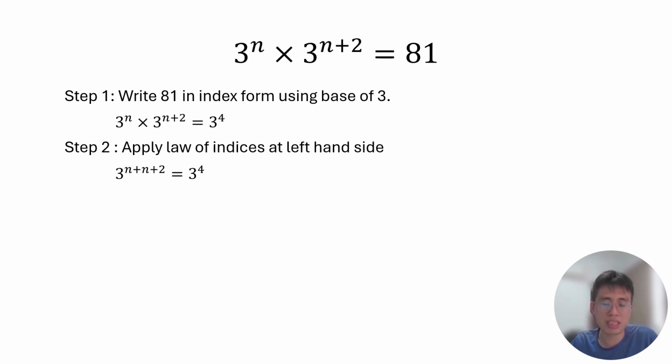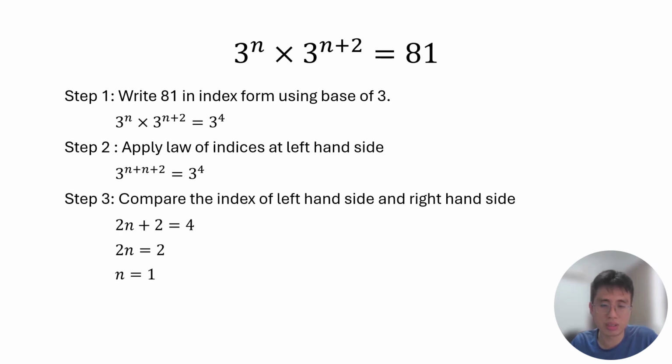Since the left hand side and right hand side are the same base, I can equate the index. You can just equate the left hand side index and the right hand side index. So in this case, it's 2n plus 2 equals 4. Then we calculate and get n equals 1. It's very simple.